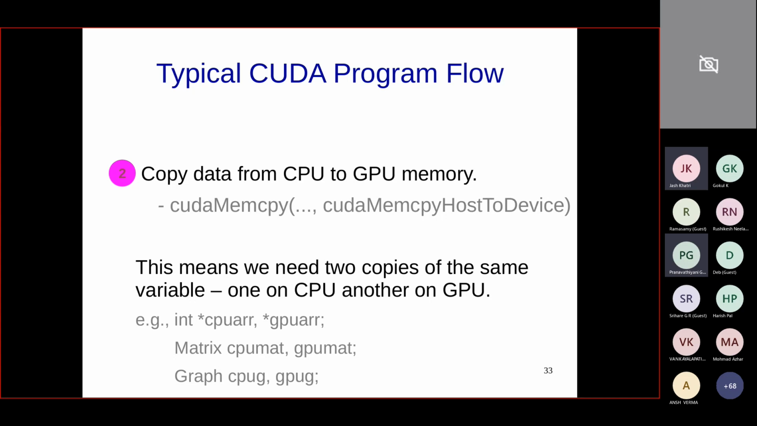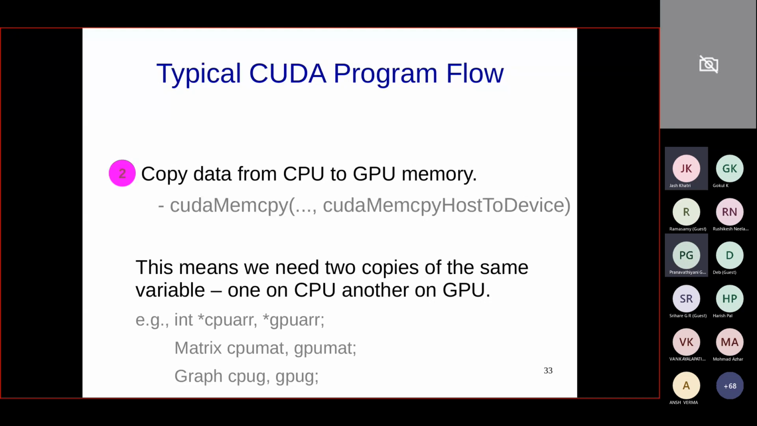For example, let's say we want to do some operation on a matrix. Then we need to declare a CPU matrix and a GPU matrix as two separate matrices, one pointing to the CPU memory location and another pointing to the GPU memory location. Same way for the array.